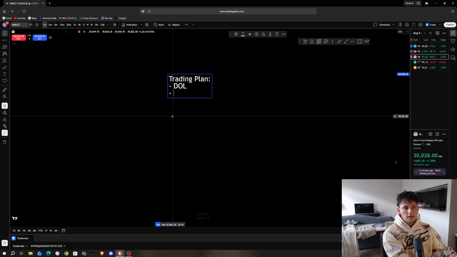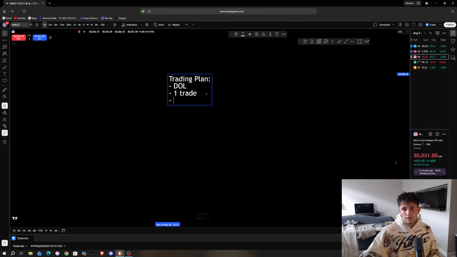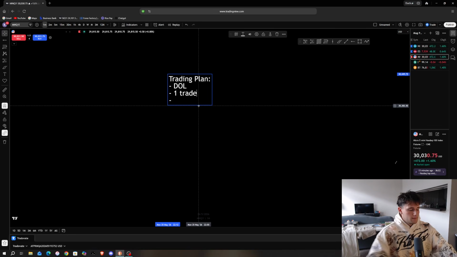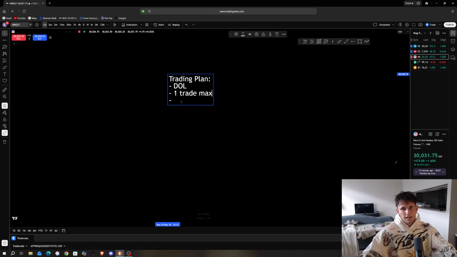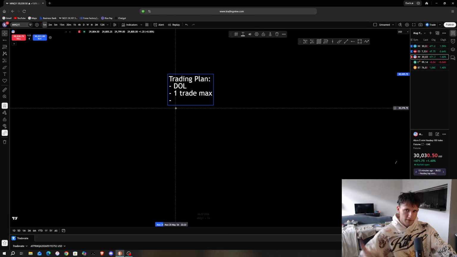Draw on liquidity. One trade. Only take one trade a day. This just keeps me from over-risking, over-leveraging, whatever. Mentally, it just keeps it simple for me. I can only take one trade, but it doesn't mean I have to take one trade. It just means I'm maxed out at one trade. So, one trade max. This, in general, helps me because normally when I take that second trade, it's a higher probability of it losing. One trade max, and then at least 3 confluences.